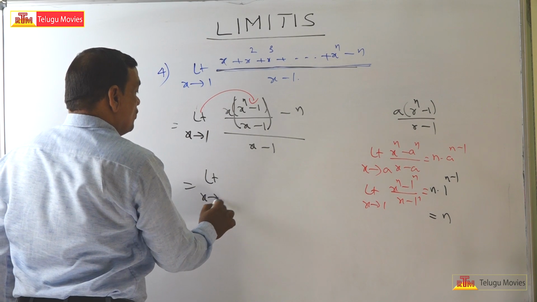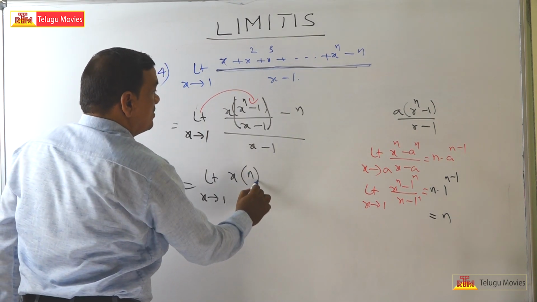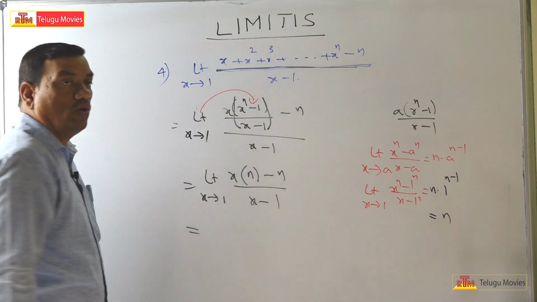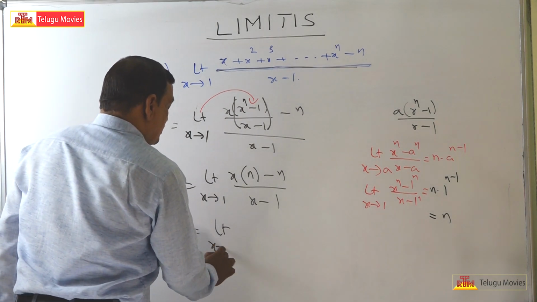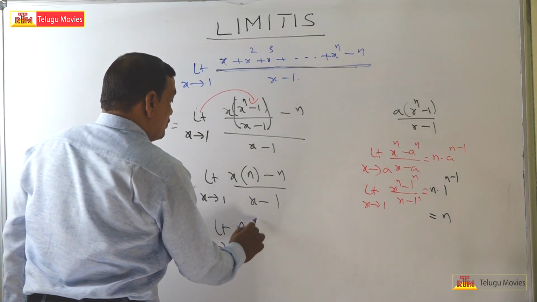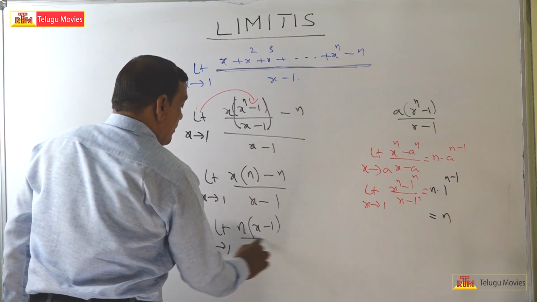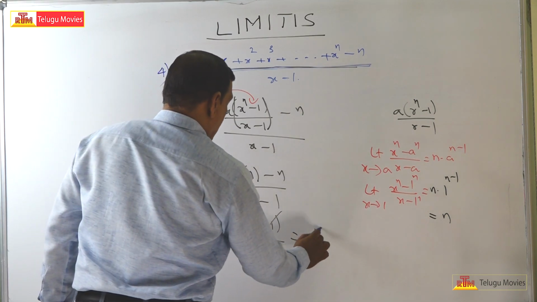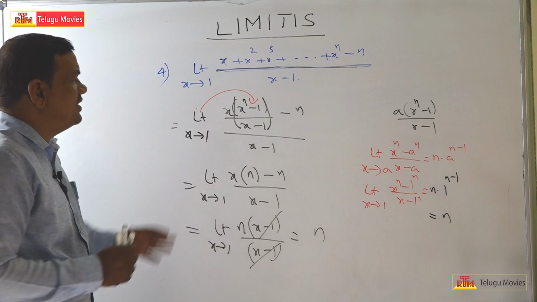Limit x tends to 1, x into this value, which is n, minus n by x minus 1. Okay, now, right. So next, limit x tends to 1, take n common outside, (x minus 1) upon (x minus 1). The x minus 1 gets cancelled, and you are getting the answer n. Is there any mistake in this?